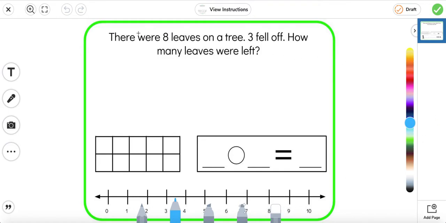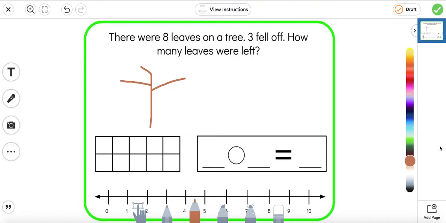So first, I'm going to read the story one more time. There were 8 leaves on a tree. So I'm going to draw a tree. And I'm going to draw 8 leaves. 1, 2, 3, 4, 5, 6, 7, 8. So there's my tree with 8 leaves.